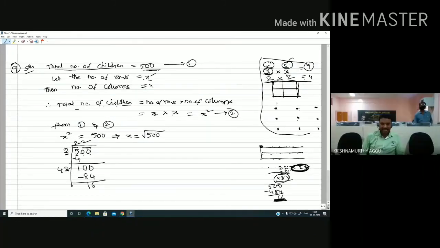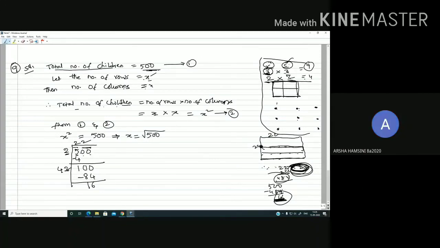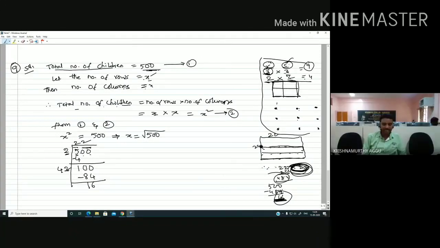Exactly in square format, if you want to arrange, you can arrange in every column, in every row, 22 students only. Still 16 students are left. We cannot arrange them in a line. There are 6 more students places left. So how many children are left? 16 children are left.